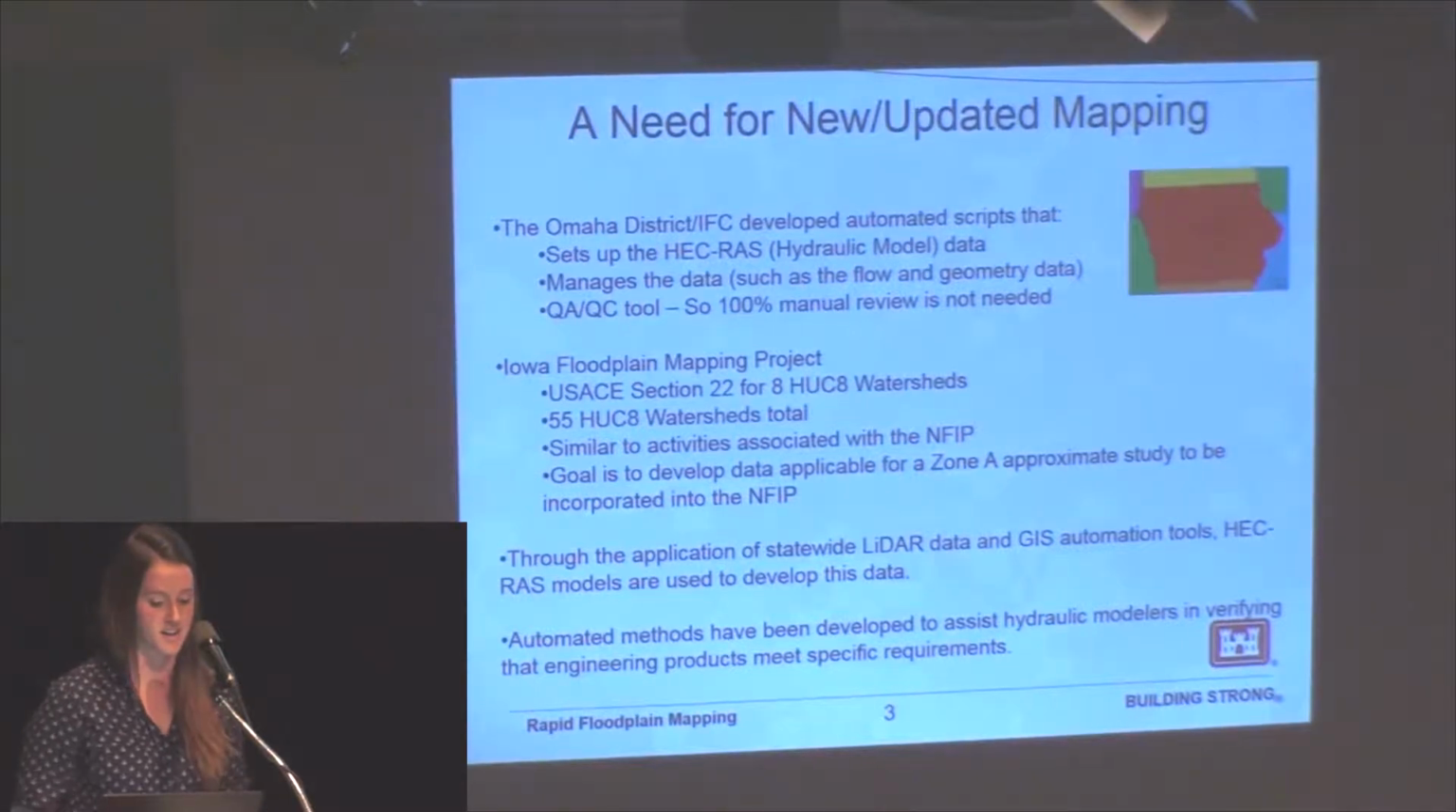And there were 55 HUC 8 watersheds total. The Army Corps of Engineers did 8 of those, and if you can do the math, the other 47 the Iowa Flood Center did.